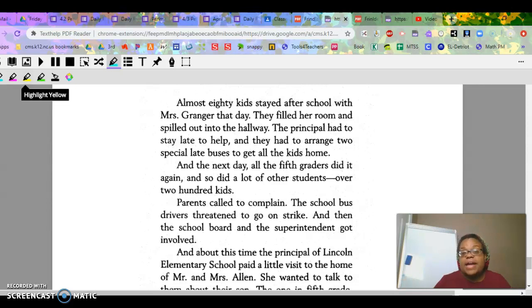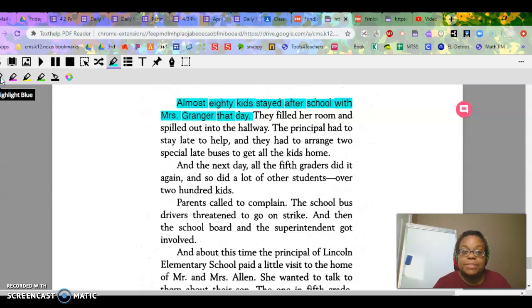You have kids that are having detention. They filled the room and spread out into the hallway. I'm going to go ahead and highlight that. The principal had to stay late to help, and they had to arrange 2 special buses to get the kids home. So this is, again, showing me how everyone is affected. So not just them saying Frindle, but Frindle has become a big deal.